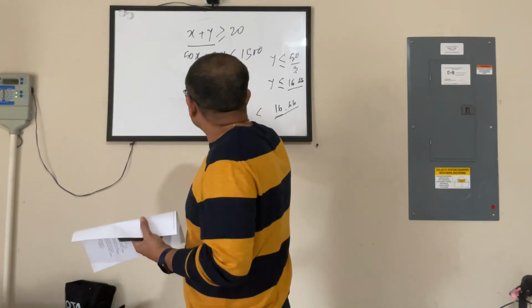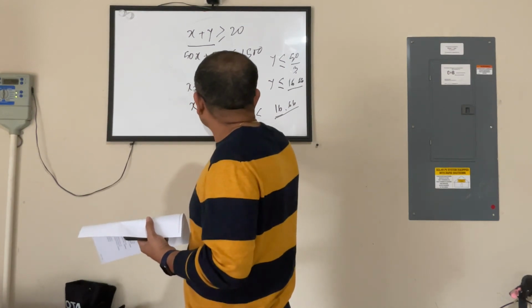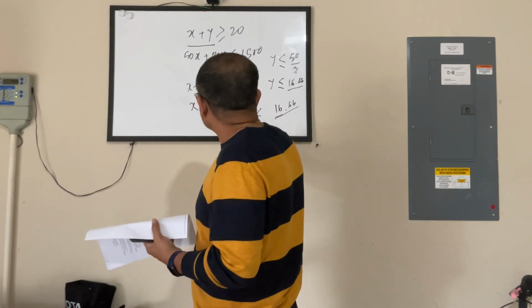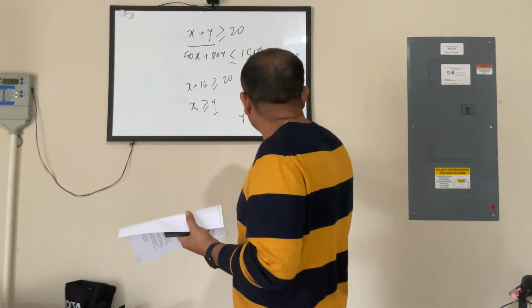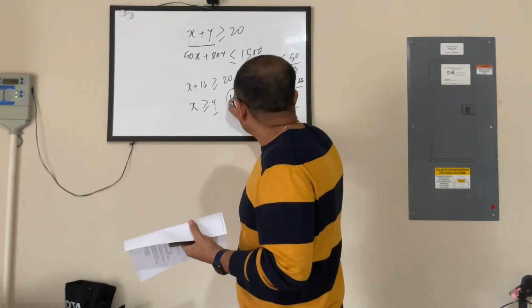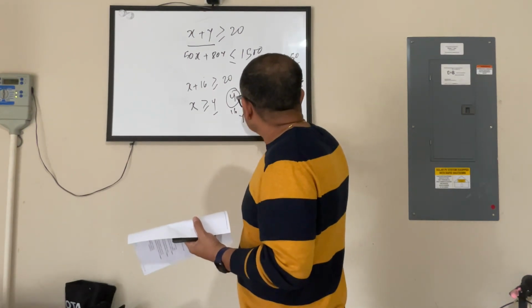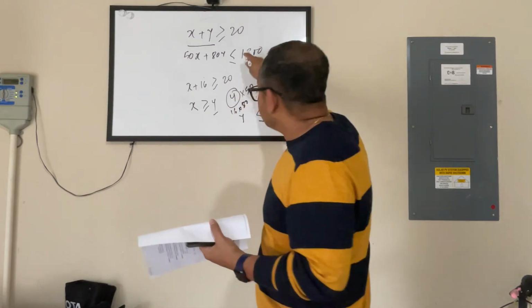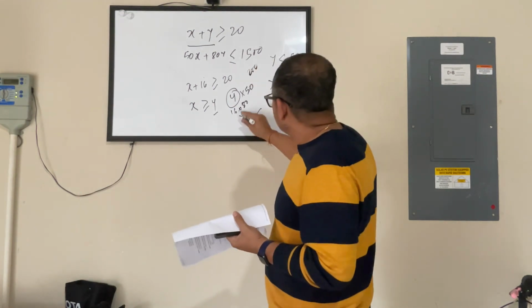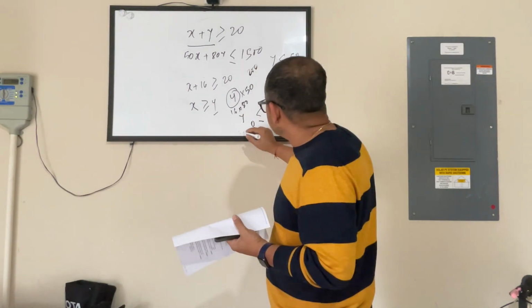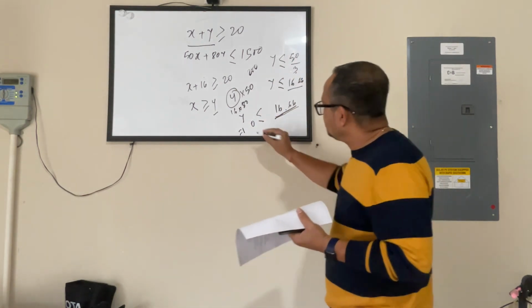If I put y as 16, then x plus 16 is greater than or equal to 20. x is 20 minus 16, so x has to be greater than or equal to 4. So 4 is the number of 50-pound boxes and 16 is the number of 80-pound boxes. Let's see whether it's meeting this criteria or not. This is 200, and 16 into 80 is 1280.